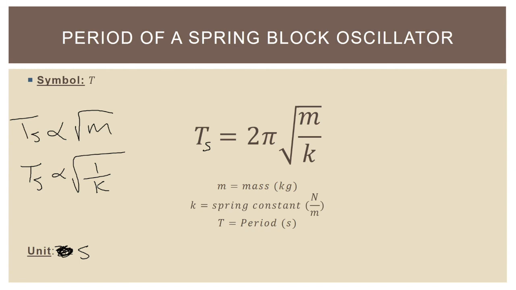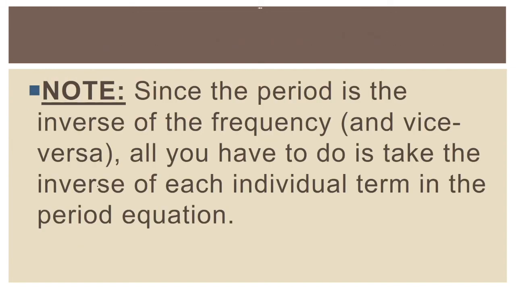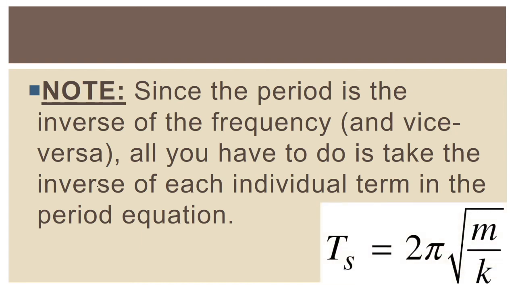Okay, and just lastly here very quickly about these equations, since the period is the inverse of the frequency and vice versa, all you have to do is take the inverse of each individual term in the period equation to get the frequency equation. The reason why I bring that up is because the period of the spring equation is the only equation in the reference table for the spring. The frequency one is not in there.